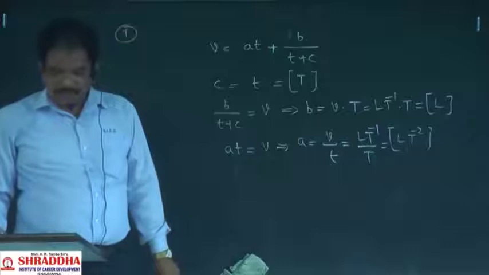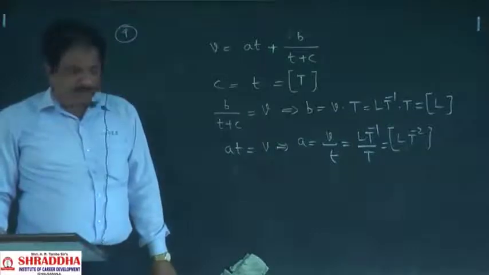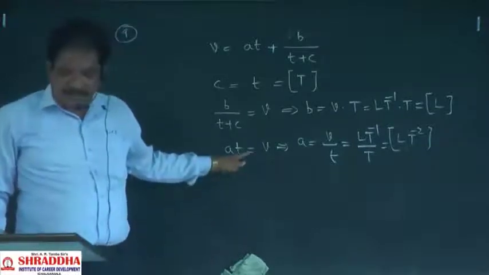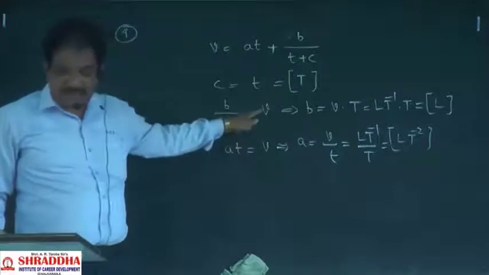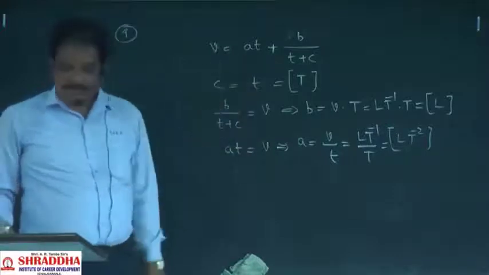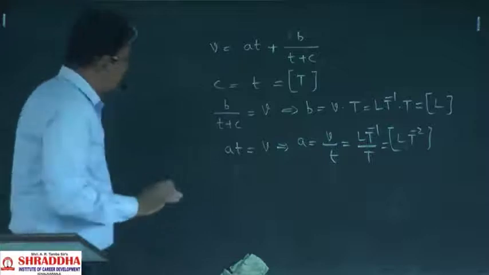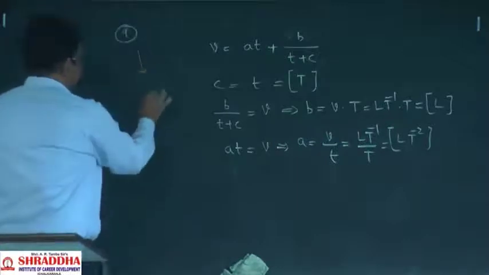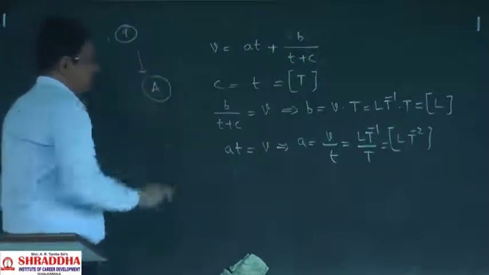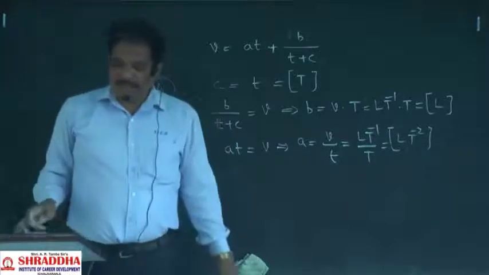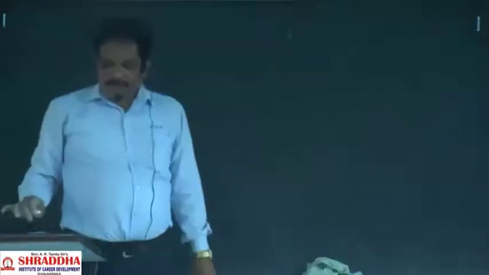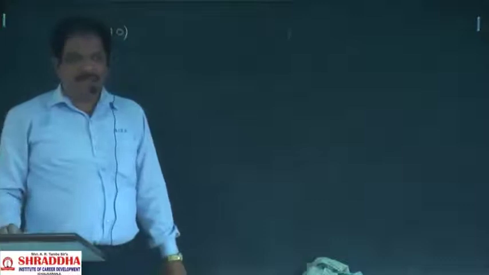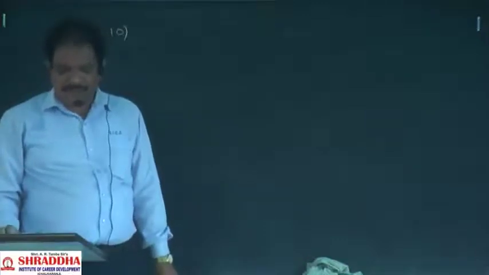Okay. So the dimensions of A, B, C: L T power minus 2, L, T. So what is the answer for this one? Question 9, it will be A. Clear? Next, 10th. The magnetic moment has a dimension of magnetic moment.